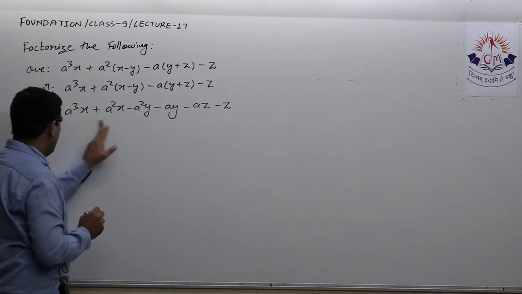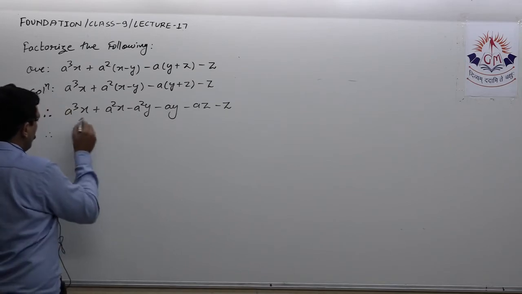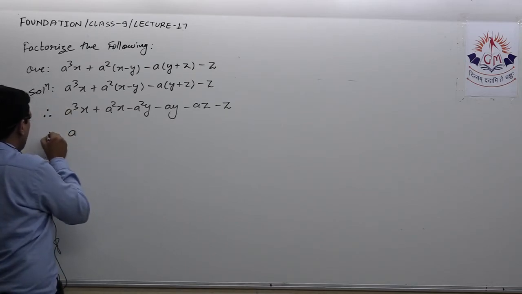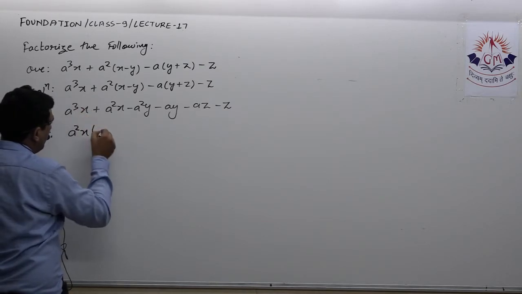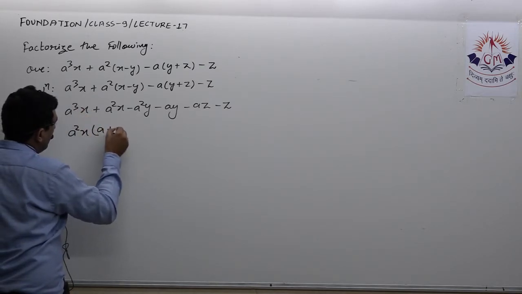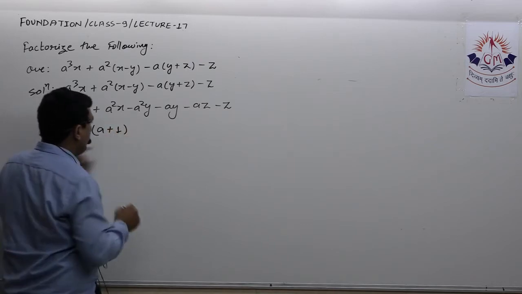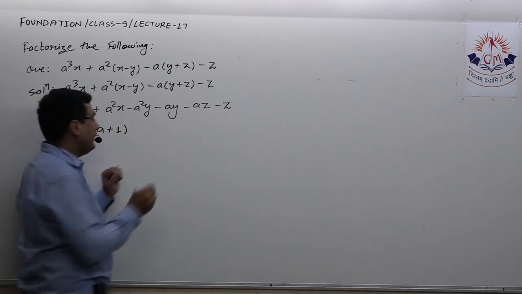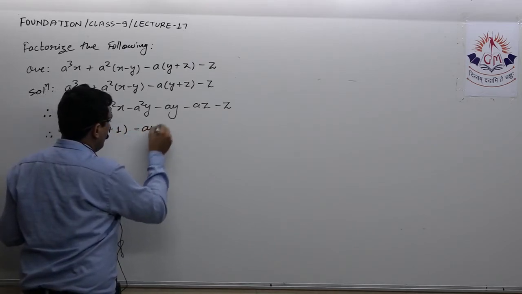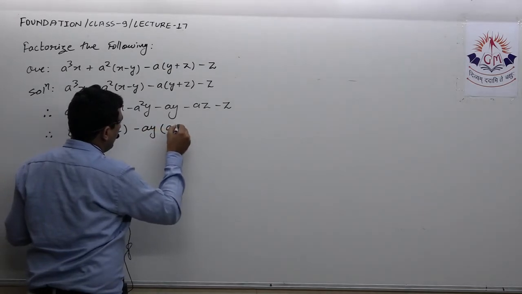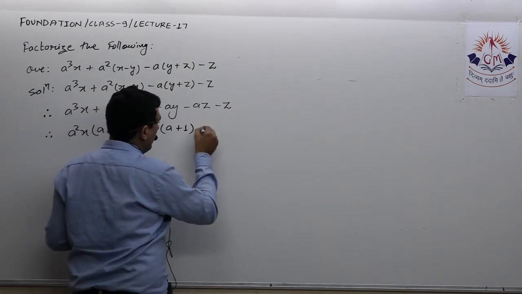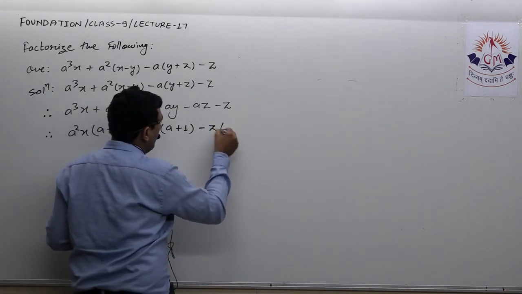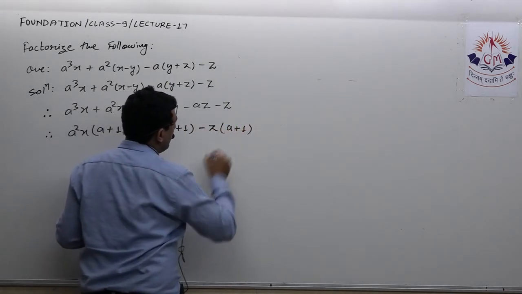So if I see, yes, first two, from first two I can take a square x common. So when I take a square x common, here I do get a, here 1. Now from these two I can take minus ay common. So if I take minus ay common, here I do get a, here I will get plus 1. And then from these two I can take minus z common. So here I do get a plus 1.